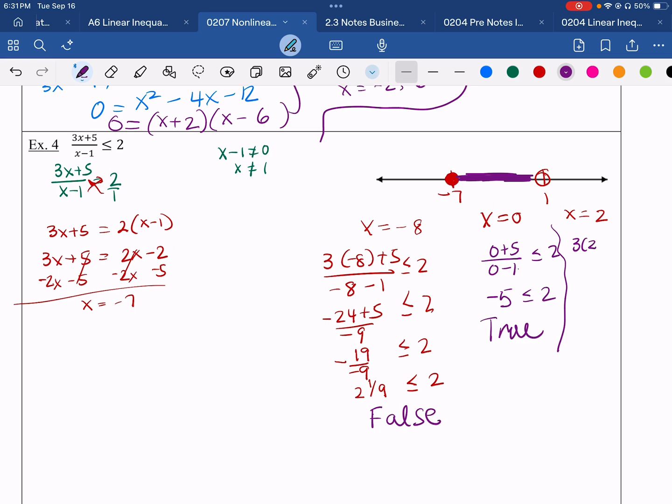3 times 2 plus 5 over 2 minus 1. Is that less than or equal to 2? That's 6 plus 5 over 1. That's 11. Less than or equal to 2. That's false. So this is the only part. So my answer is bracket negative 7 comma 1 parentheses.